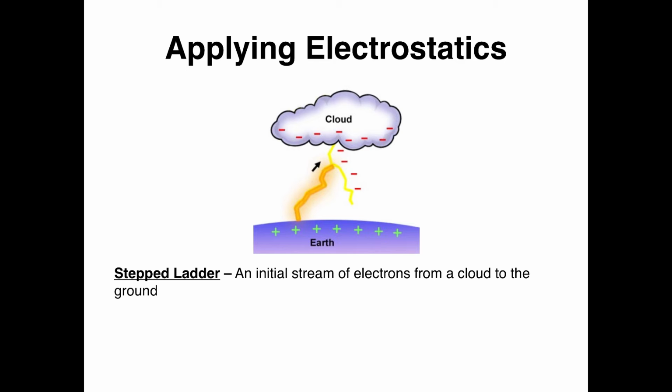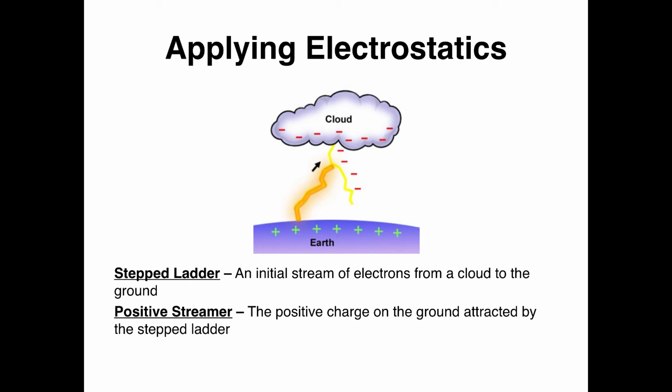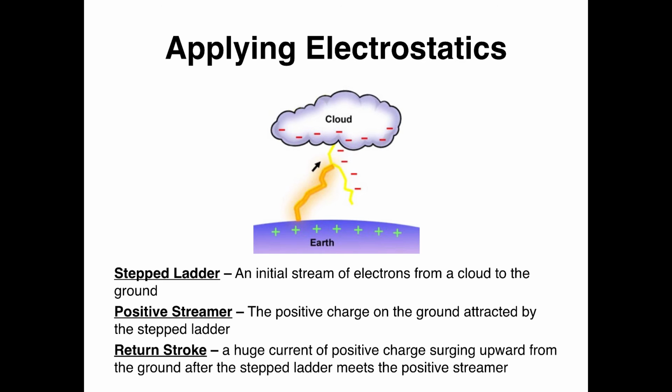And that stream of electrons causes the Earth to respond, and the Earth responds with positive charges called a positive streamer. And this is the positive charge on the ground that's attracted by the negatively charged electrons that have come down from the stepped ladder. And then the third step is the return stroke, which is shown with the arrow here. And this is the upward current of positive charge from the ground to the stepped ladder.